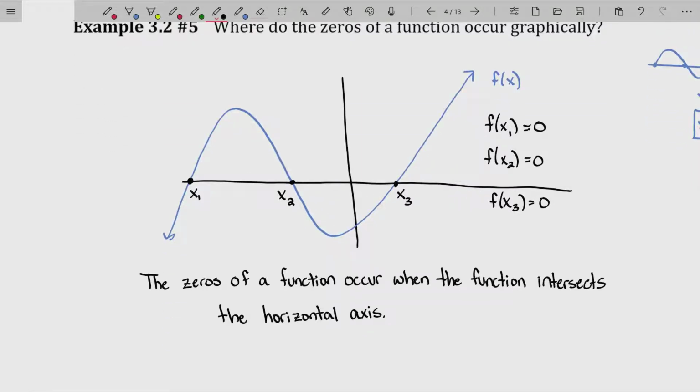And I should mention that I have a habit of saying the zeros of a function occur when your function crosses the x-axis, but that's not true. It's just when the function intersects or runs into the horizontal axis. So it can bounce right off of it, but as long as it touches the horizontal axis, you have a 0 right there.